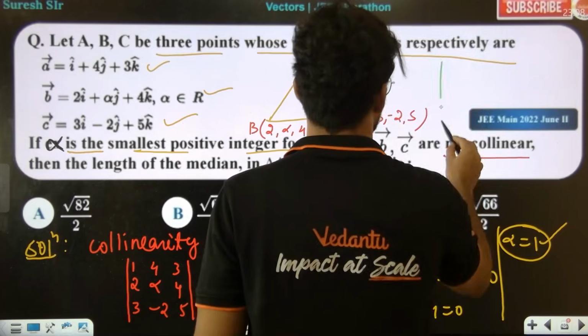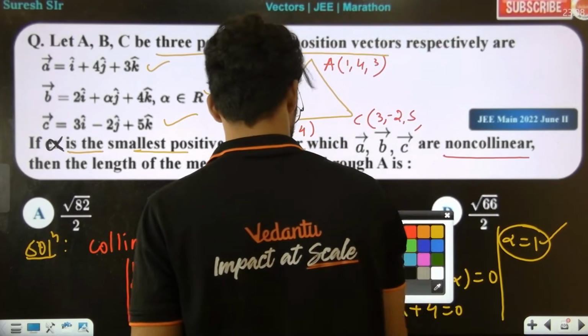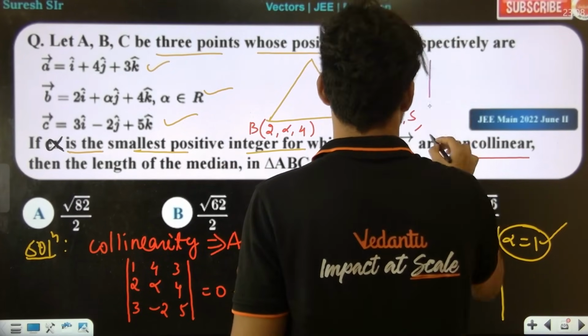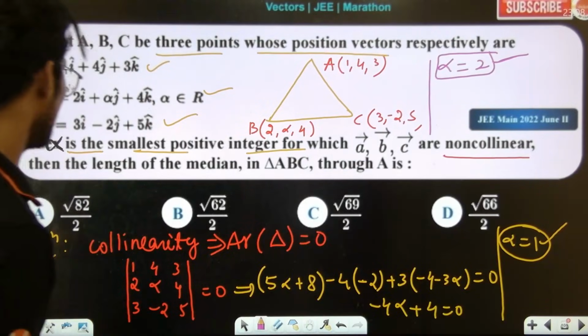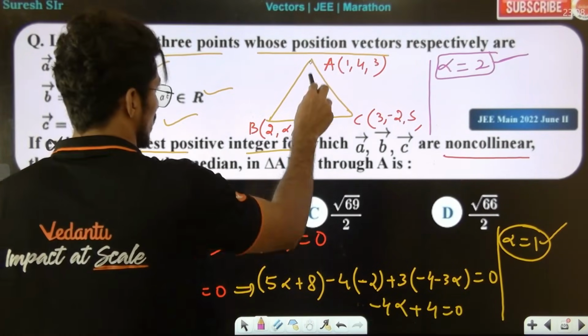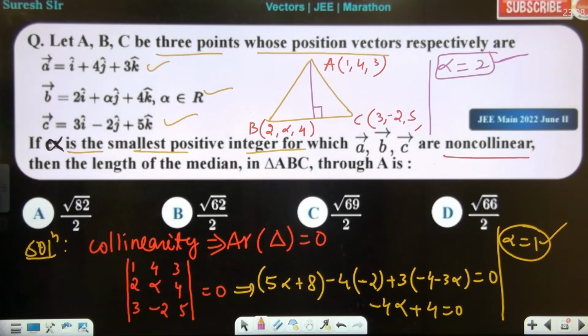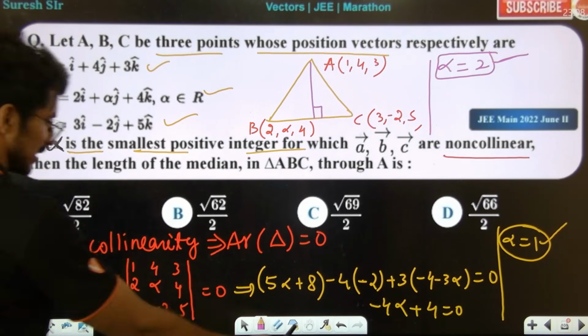So alpha value should be what? Therefore alpha should be 2. So then the length of the median in triangle ABC is what? Length of the median we need to find out. Yes or no?